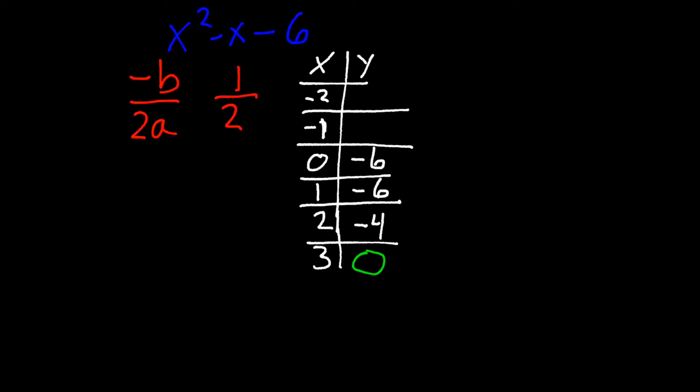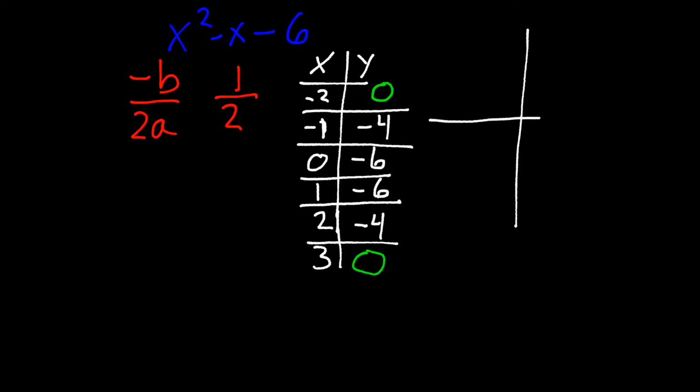-1 in for x, so -1 squared is 1. Minus a -1 is addition, so that's going to be +1. 1 plus 1 is 2. Minus 6 is a -4. And hopefully we see our pattern again, so we can estimate that this is going to be 0 as well. But let's check. -2 squared is +4. Minus a -2 is addition, so we have 6. Minus 6 is 0. We have our two zeros.